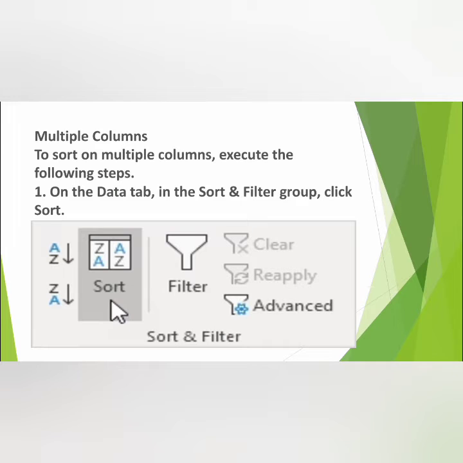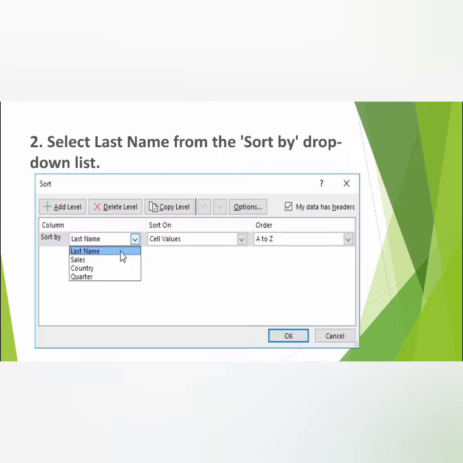Now, what happens if we apply the sorting on multiple columns? To sort on multiple columns, execute the following steps. Step 1, on the Data tab in the Sort and Filter group, click the Sort option. So here we click on the Data tab, and from the Sort and Filter group we select the Sort option. Step 2, select last name from the Sort by drop-down list. So the first column on which we apply the sorting, we select, that is, sort by last name.